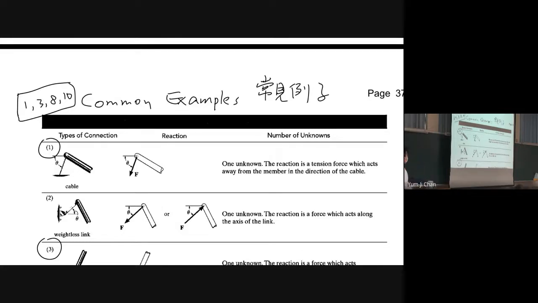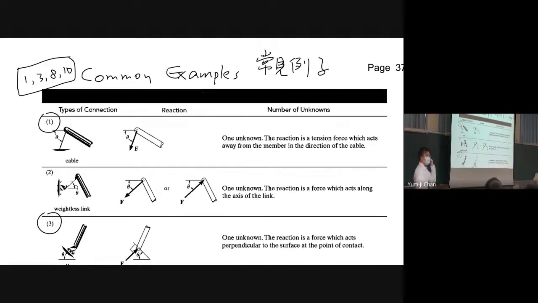Now, we have this. Let's talk about example 1. Here we have our free body, and we have a cable here. So it cannot move away from the ground, right? It cannot, because we have a cable here, so we cannot move away from the ground.